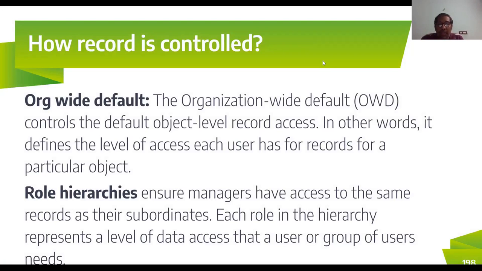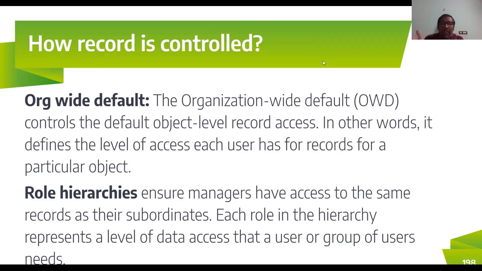First, how is the record controlled with respect to organization by default? As I already told you, organization by default controls the default object level record access. In other words, it defines the level of access each user has for a record of a particular object.